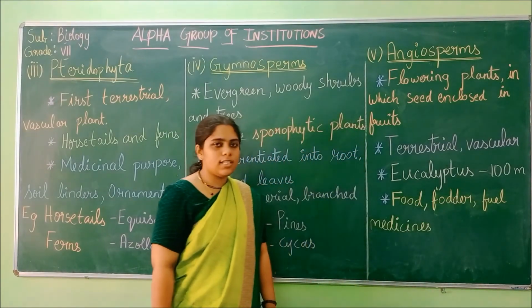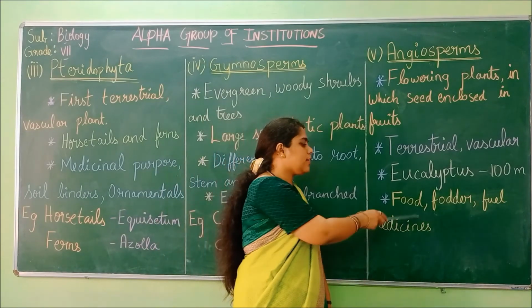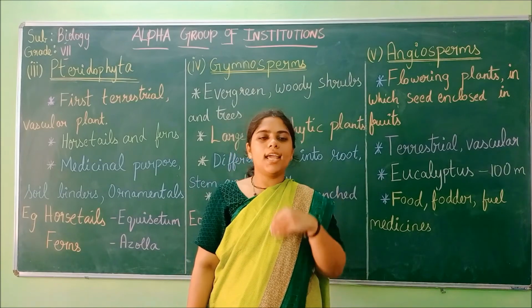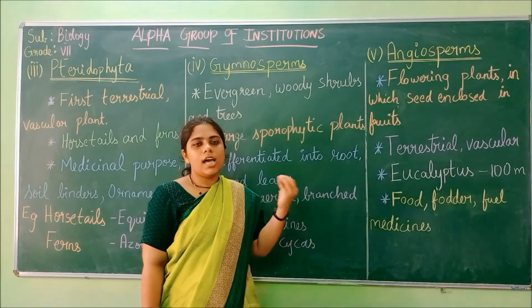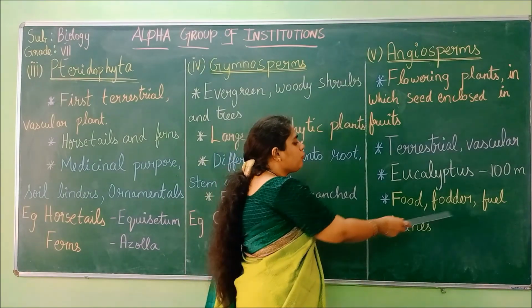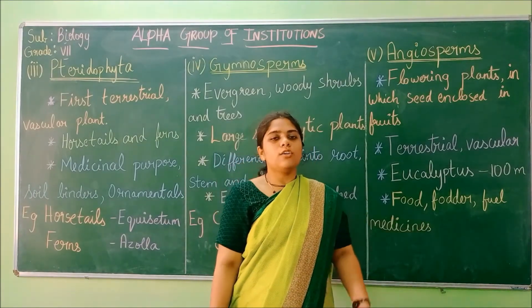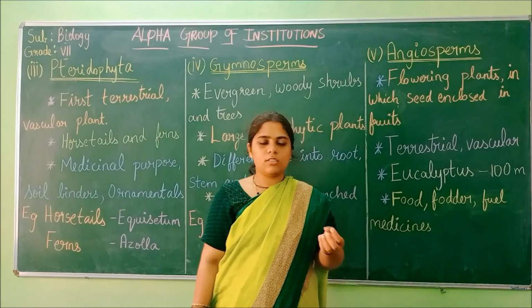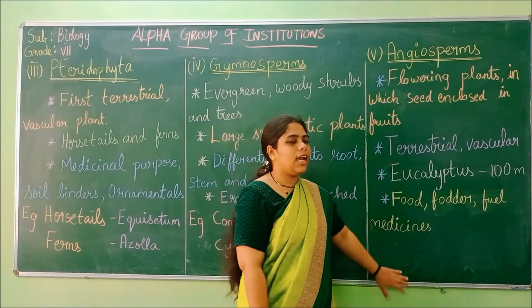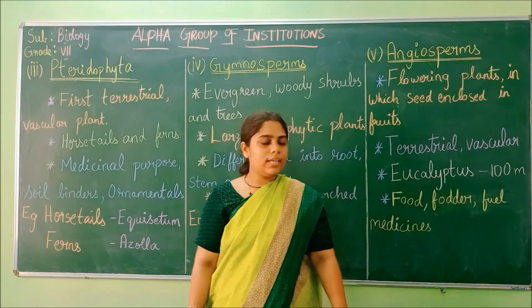Next are the uses of angiosperms. They are used as food. We use the fruits as food, and even animals eat the fruits as food. Then fodder, which means those used for feeding animals. For that purpose also, angiosperm plants are used.